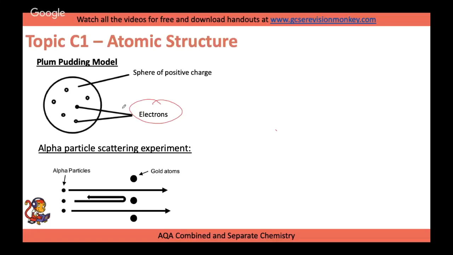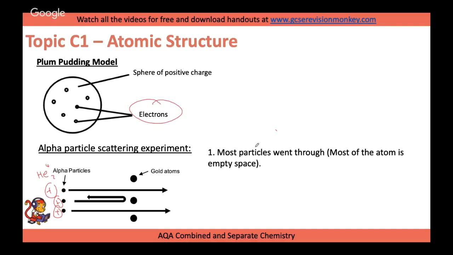We didn't necessarily think it was solid, but we knew it was a sphere of positive charge. Then we did the alpha particle scattering experiment, okay? Alpha particles are a helium nucleus. So they are positively charged. So these particles here are positively charged. They got fired at a really thin piece of gold atoms, and this is the main results that they got. Most particles went straight through, like shown, and this showed them that actually most of the atom was empty space.